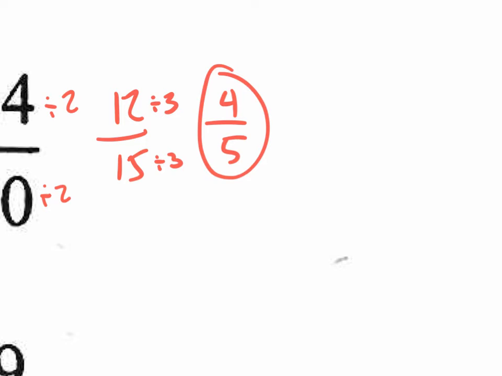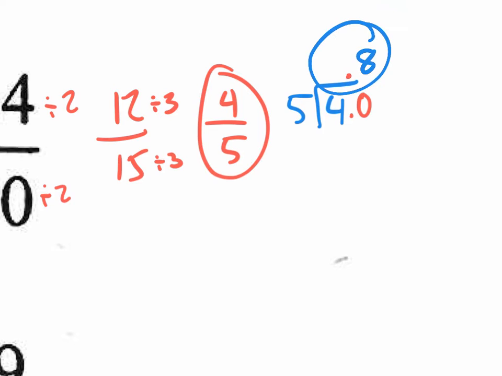So if you're going with long division, you're going to put 4 inside the box, the 5 on the outside. Of course, 5 times what gets you close to 4 without going over? It doesn't work. So that's why we put a 0.0 to make it look like 40. And of course, this decimal that you added is going to go up here. And 5 times what gets you 40? 5 times 8 gets you 40. So your decimal is 0.8.